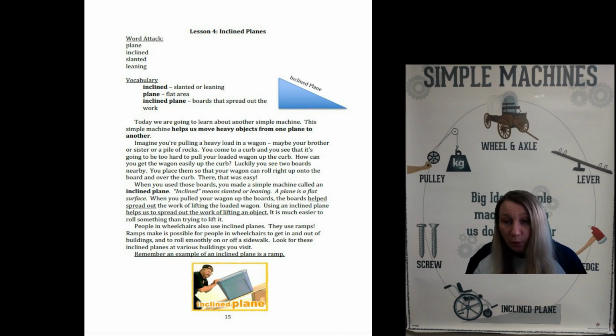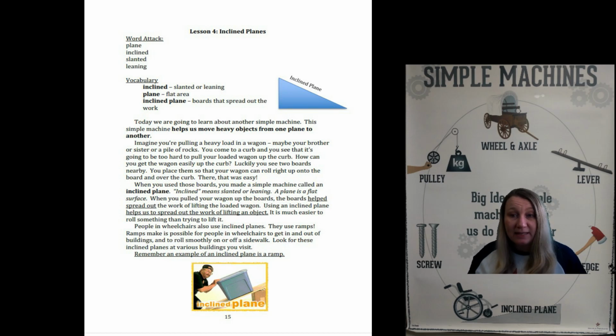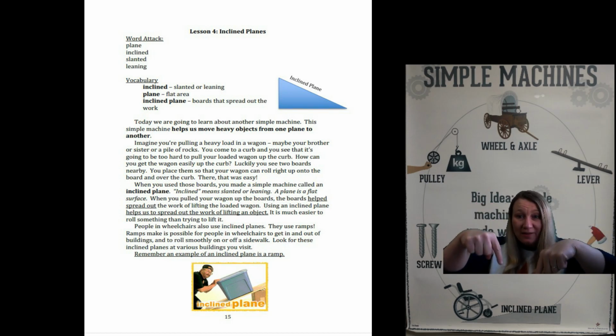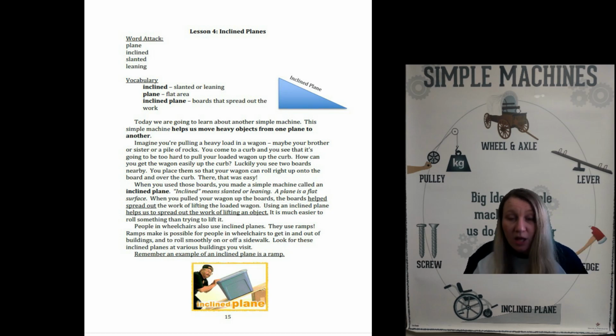That is a board or boards that spread out the work. So when you're doing something, it spreads out the work. That's what an inclined plane does. If you look right down there below me, you are going to see an inclined plane. Now there is a wheelchair there. The wheelchair isn't part of the simple machine, but it is using the simple machine called an inclined plane to be able to move smoothly up the ramp. We're going to talk about that today.